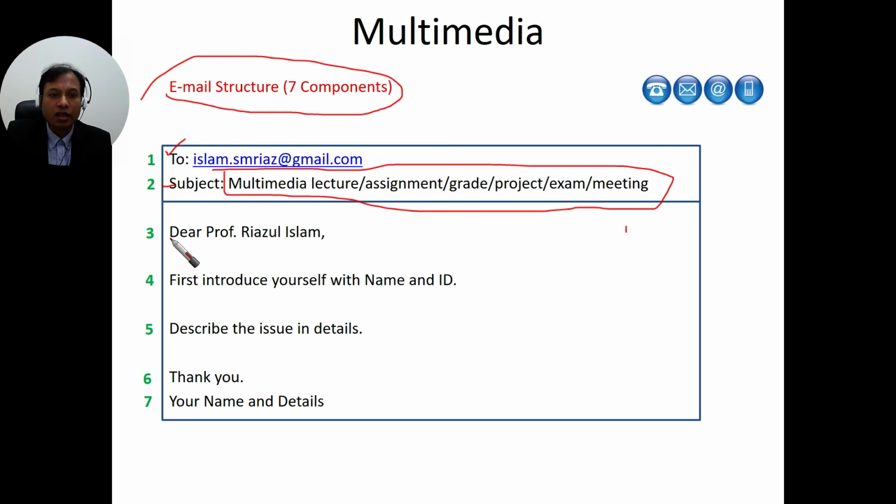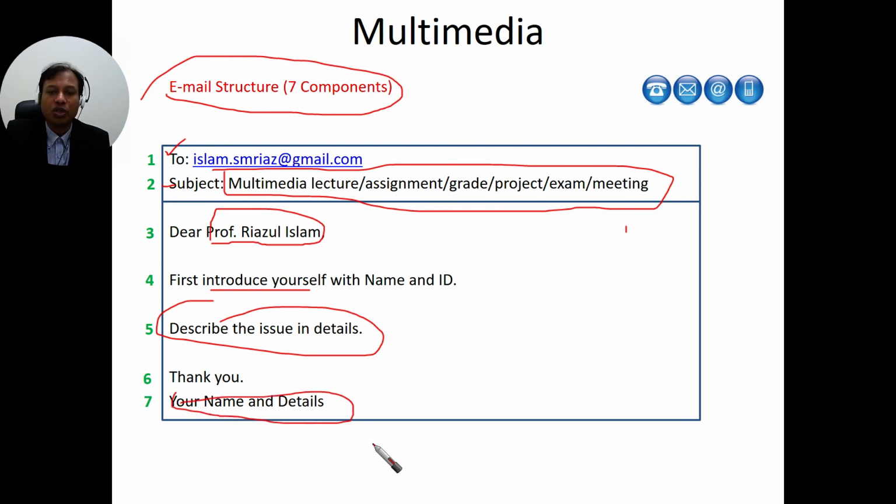Then you write, Professor, my name is Riyazul Islam. Introduce yourself with your name and ID, then describe the issue, and then say thanks. It is also good to put your name and details as a signature, because without it the email doesn't look good. So this is how you will be contacting me.